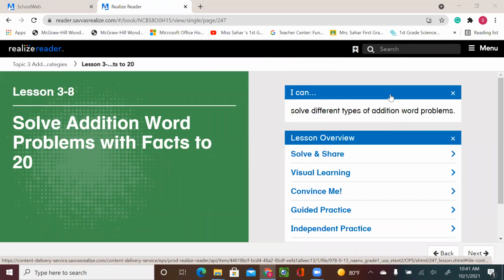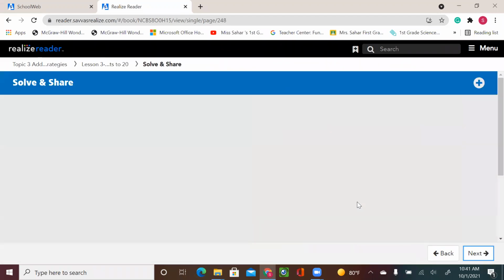Hello, first graders. Welcome to a new math lesson. We're still in topic 3. In today's lesson, lesson number 8, page 137: Solve addition word problems with facts to 20. So we're still adding to 20. We're going to use any of the strategies, but we need to read and find out how we're going to get the hidden information. So it's word problems, or sentences that we read to get the information we're looking for.